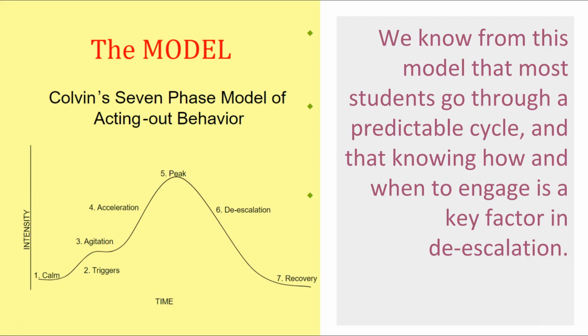Slide 9 of your resource, which is the one shown on this page, details the predictable 7-stage cycle that students go through when they act out. Knowing how and when to engage students is a key factor in de-escalation.